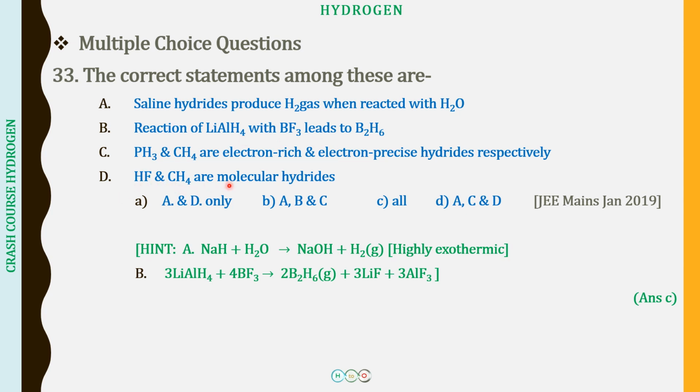HF and CH4, they are molecular hydrides. So all the p block elements, they are making what hydrides? They are making molecular hydrides. So choice is going to be C choice. All the four options, they are correct. So C choice.